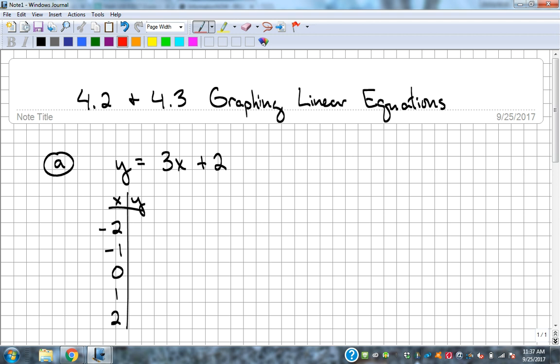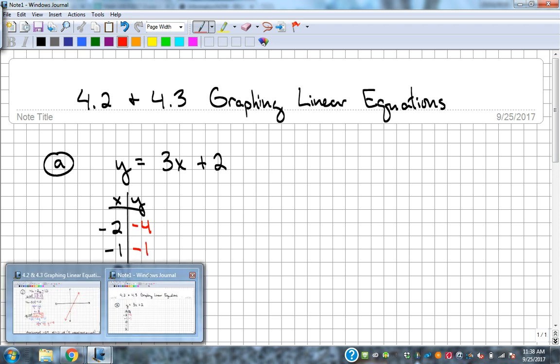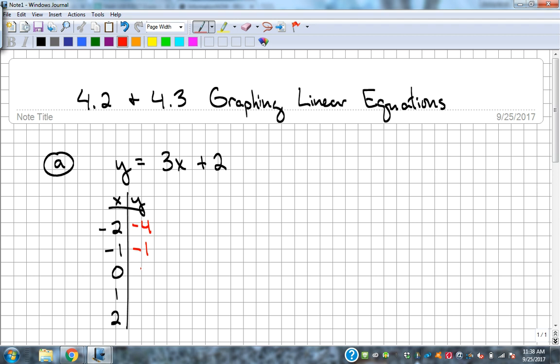So if I pick -2, I plug that in. -2 times 3 will be -6. Plus 2 is -4. And then I'm working out each one of those. -1 times 3 is -3. Plus 2 is -1. And then 0 times 3 is 0. Plus 2 is 2. 3 plus 2 is 5. 6 plus 2 is 8. So I get 5 ordered pairs.